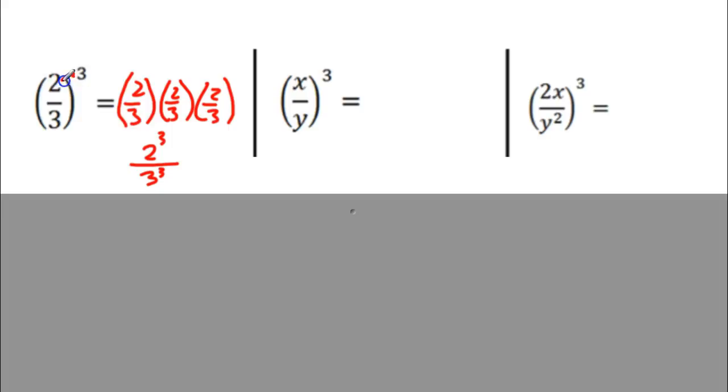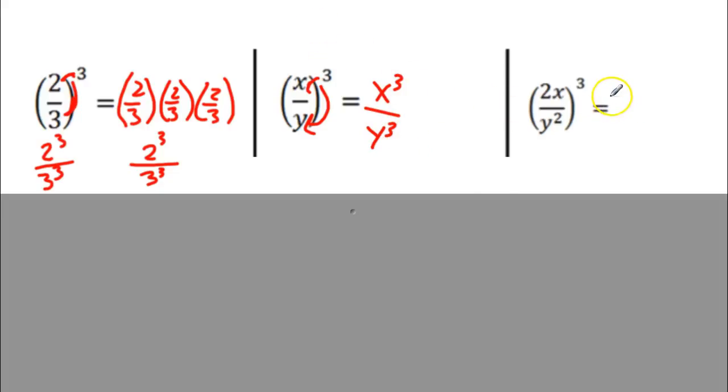The power rule, you have to do it to the top and the bottom of the fraction. So 2 to the third power is 2 cubed, 3 to the third power, 3 cubed. You need to do it to the top and the bottom. Like this one over here, x to the third, right? I just write x to the third. And then I have to do the bottom of the fraction, the denominator. That becomes y to the third power.